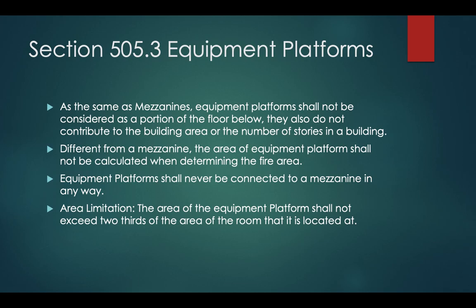So section 505.3, we're going to look at equipment platforms. The same as mezzanines, equipment platforms shall not be considered as a portion of the floor below. They also do not contribute to the building area or the number of stories in a building. Different from a mezzanine, the area of an equipment platform shall not be calculated when determining the fire area. So when we look at a mezzanine, we are calculating in the fire area, but we are not in an equipment platform. Equipment platforms shall never be connected to a mezzanine in any way. And the area limitation, the area of the equipment platform shall not exceed 2/3 of the area of the room that it is located in. So like I said, when we're looking at mezzanines, they're 1/3, equipment platforms are 2/3, so they have differences in them.